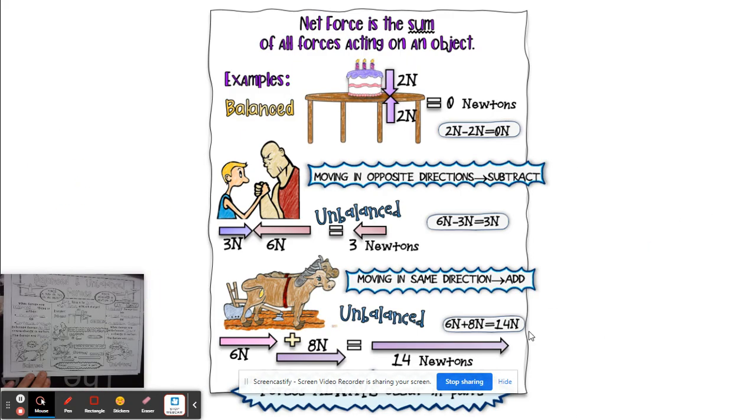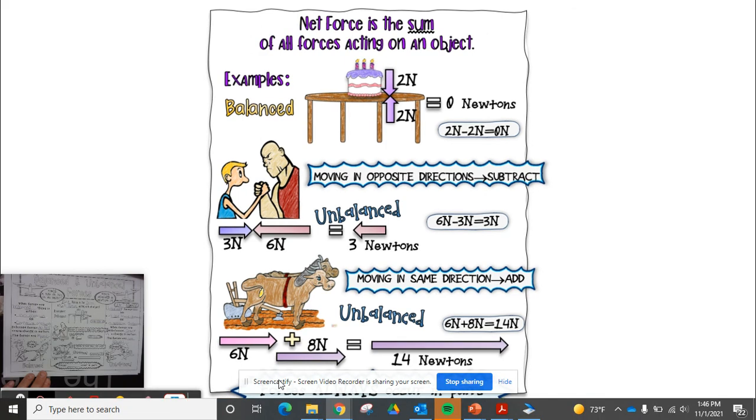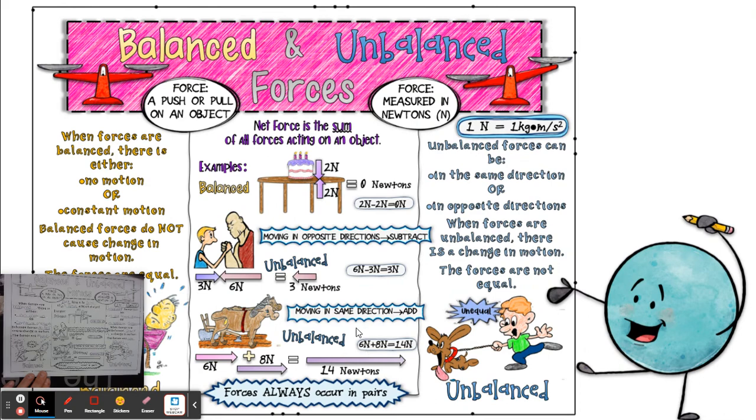Oops, sorry. And there's a thing down here you cannot see. Let me hide this real quick. Oh, go back. All right, so forces always occur in pairs. This is the part I want you to see. At the very bottom, put forces always occur in pairs.